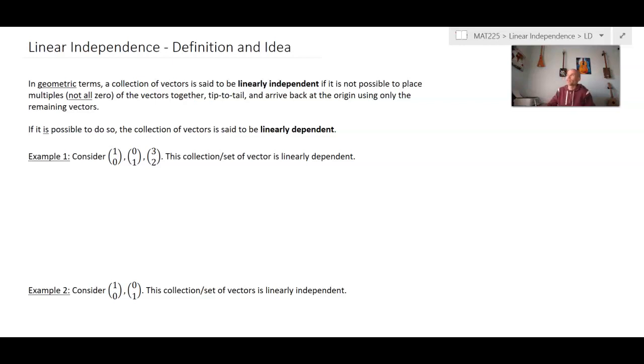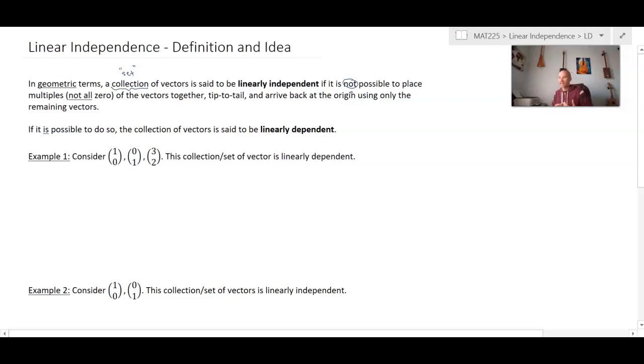So in geometric terms, a collection of vectors. Okay, so we're dealing with one or more vectors. Sometimes instead of the word collection, we'll use the word set. Set and collection mean the same thing. It's just a collection of them. It is said to be linearly independent if it is not possible to place multiples, not all zero multiples, of the vectors together, tip to tail, and arrive back at the origin using only the remaining vectors.